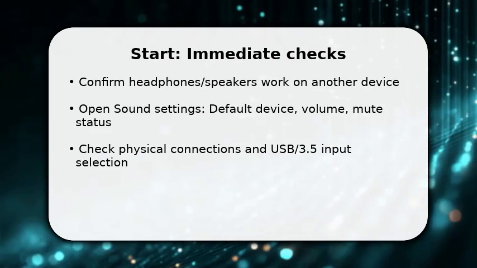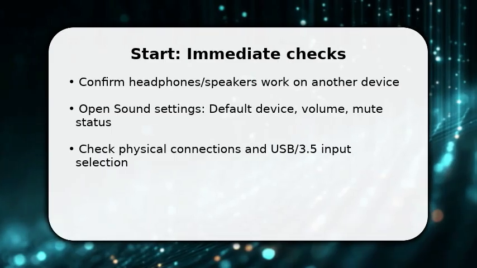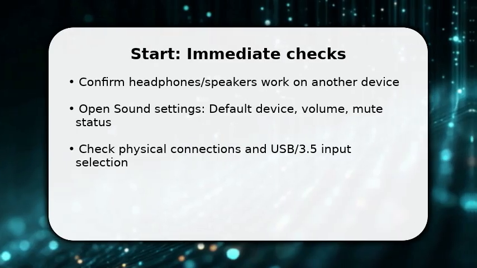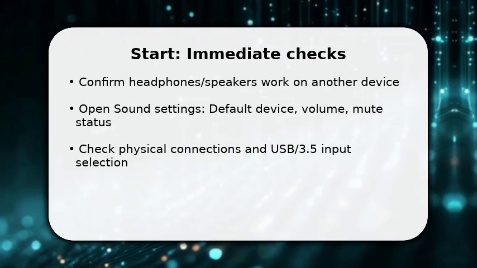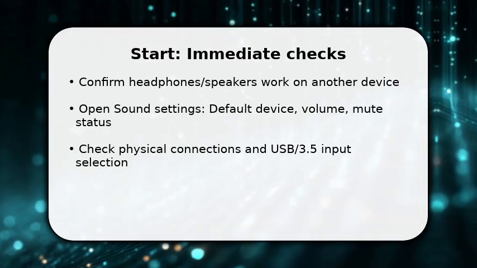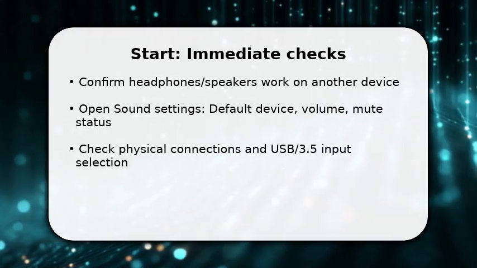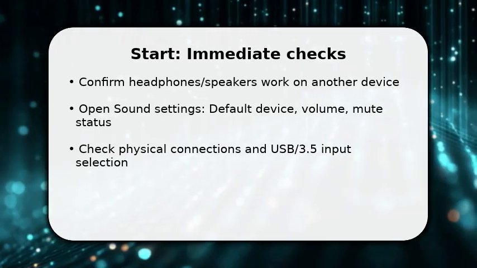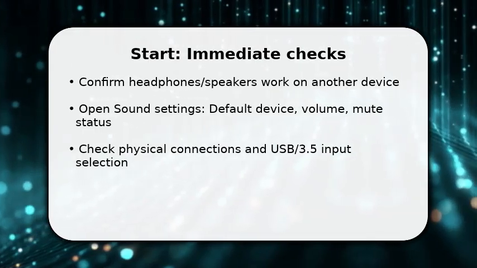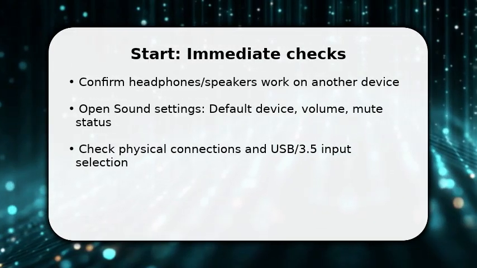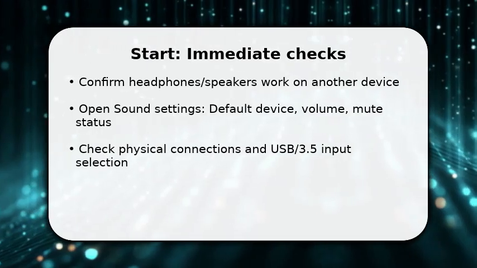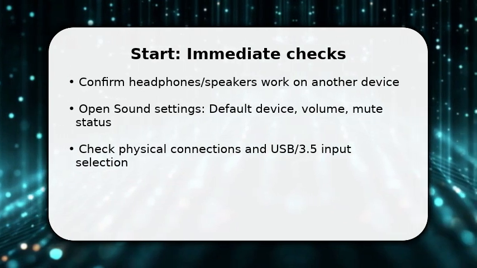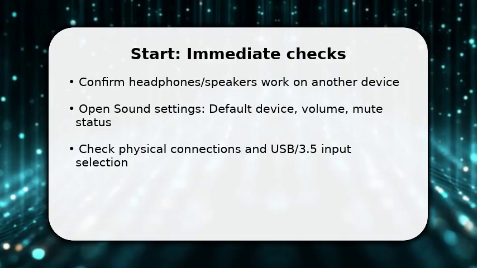You begin by confirming the basics quickly so you don't chase ghosts. Plug the headset into another device and test. Once done, return to your PC and open sound settings to verify the default playback device, master volume, and mute. Make sure physical jacks or USB connections are seated and that any headset has an inline mute or volume wheel set correctly. If you use an external DAC or mixer, ensure it's powered and selected in Windows, so the OS actually routes audio to the right output.